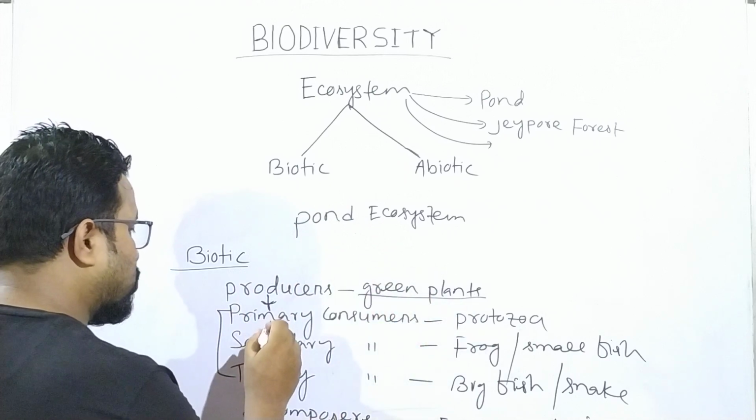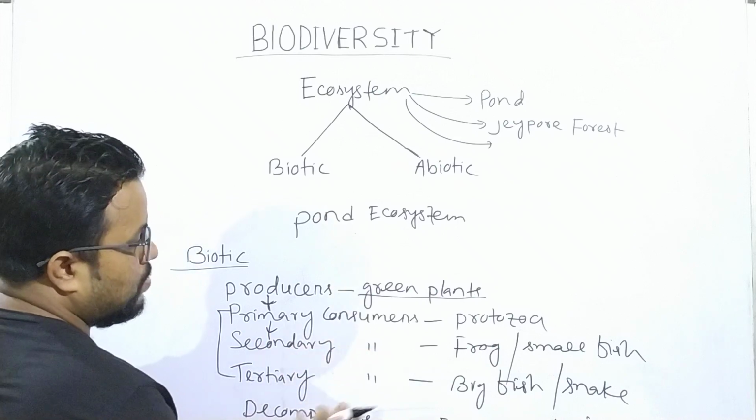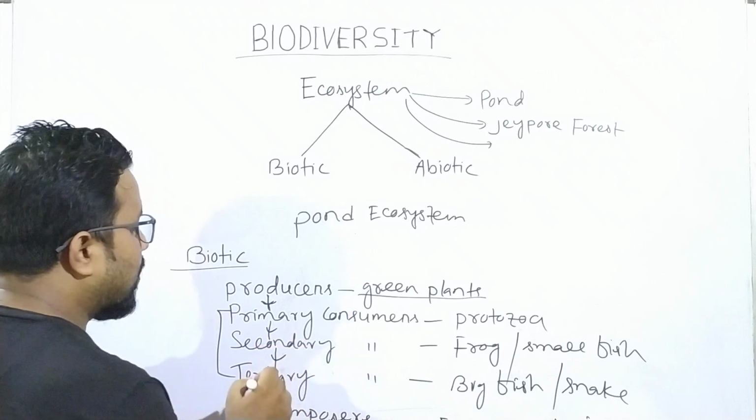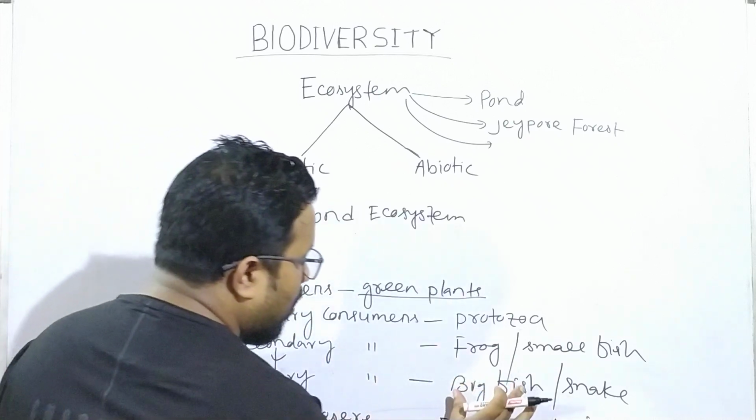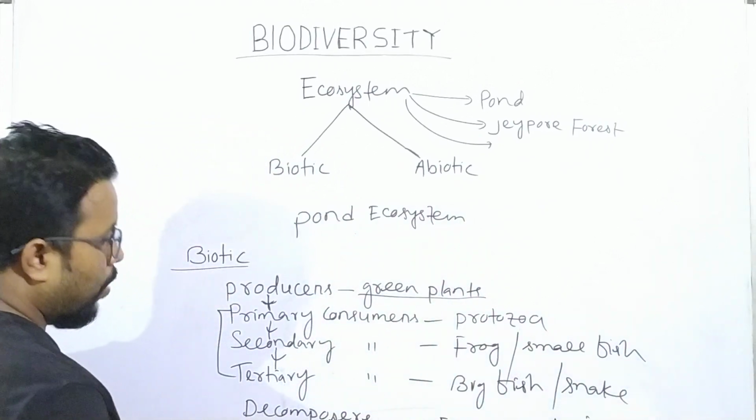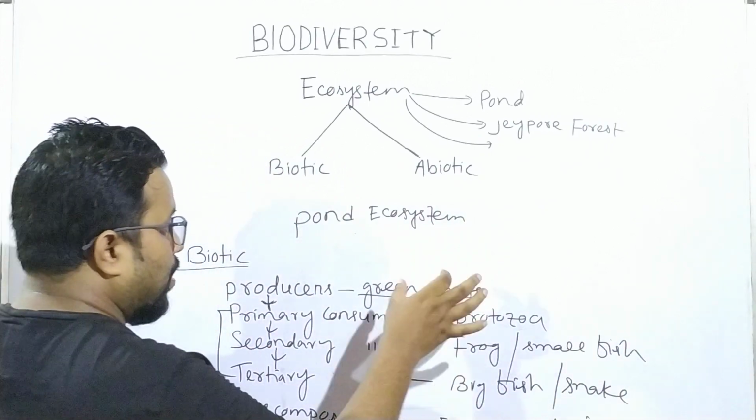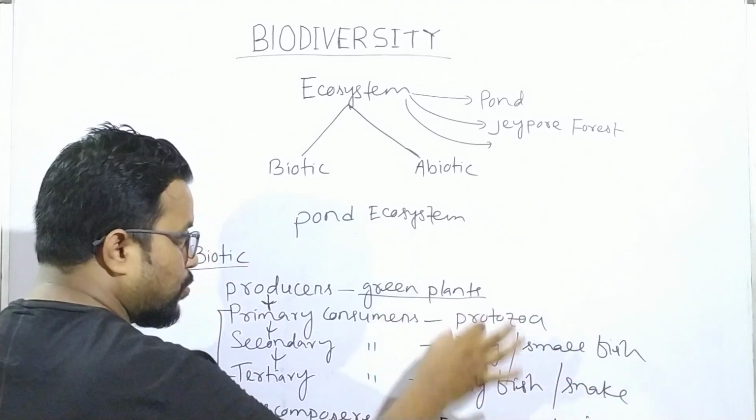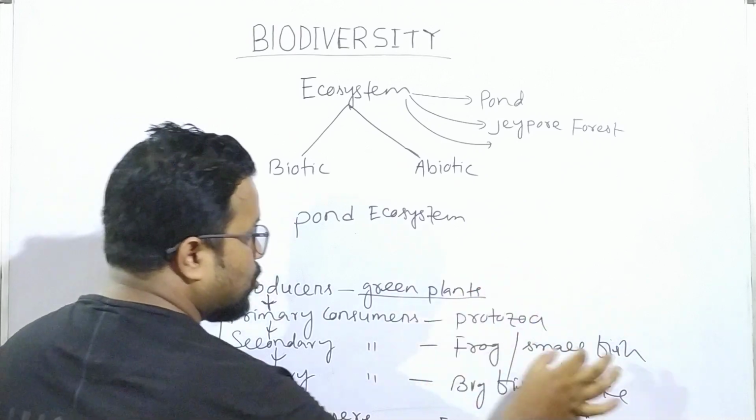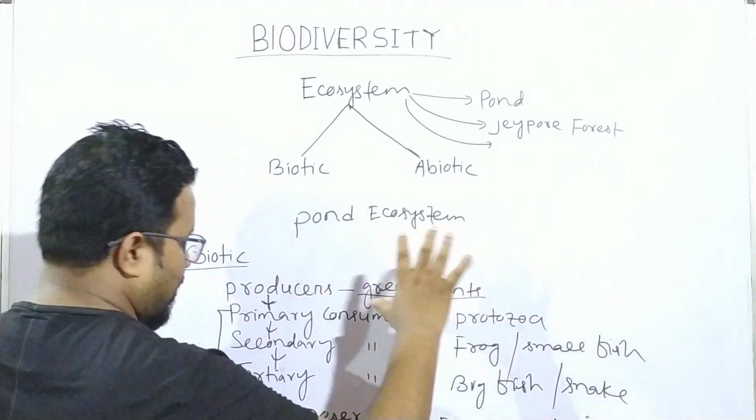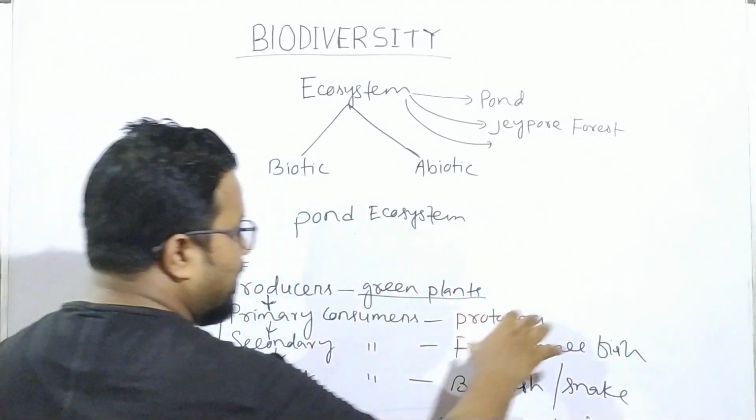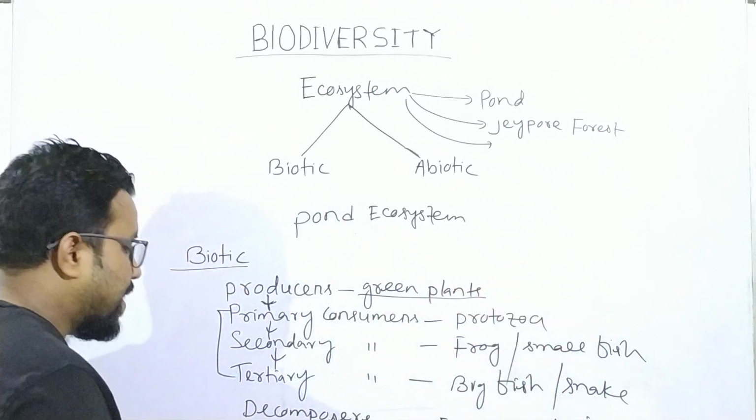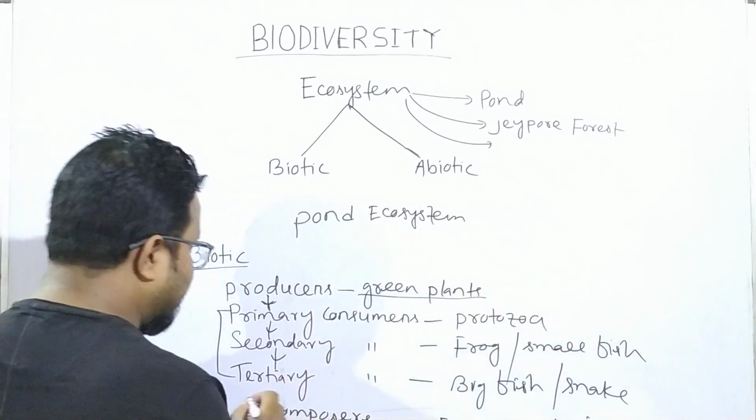Primary consumers are eaten by secondary consumers, such as frog or small fish. Secondary consumers are eaten by what? Tertiary consumers in the form of big fish or snake. What I am saying is that green plants are eaten by protozoa, protozoa are eaten by frog or small fish, and frog or small fish are eaten by big fish or snake. And when these consumers, primary, secondary or tertiary, die, they are decomposed by decomposers.